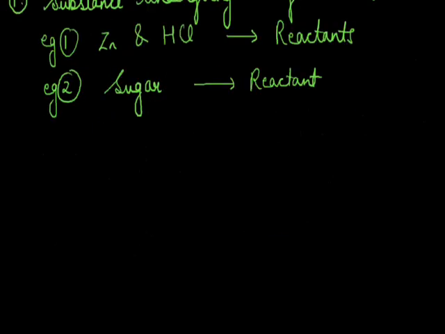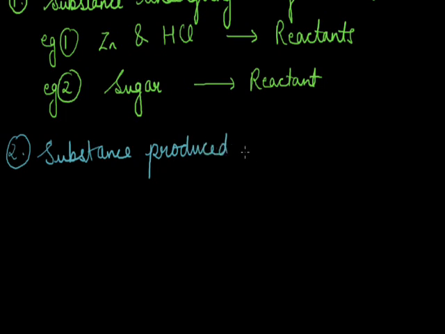The next property is the substance produced. Here the substance which is produced is said to be the product. After a chemical change, the new substance which is produced is known as the product.